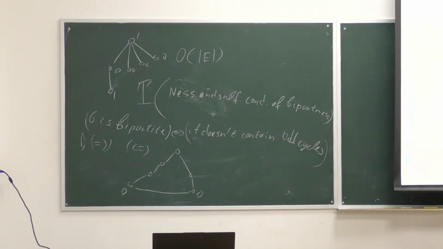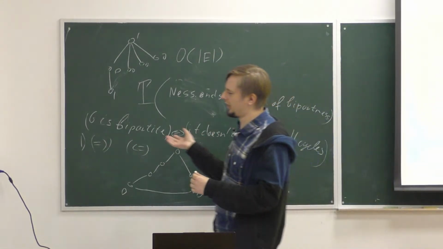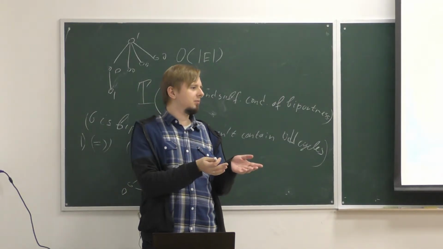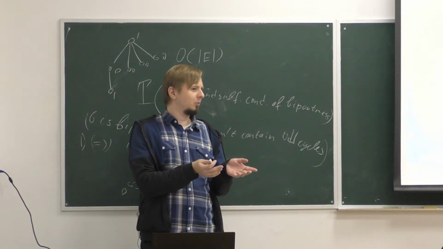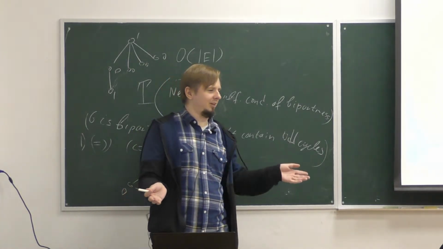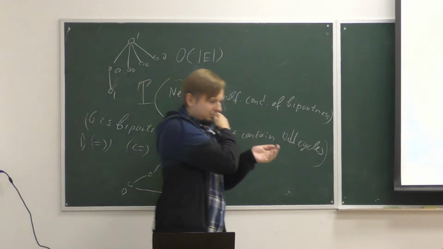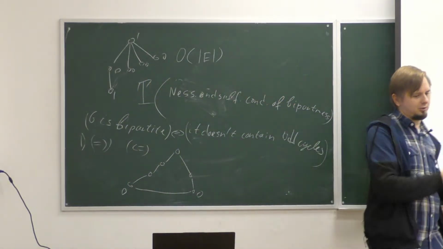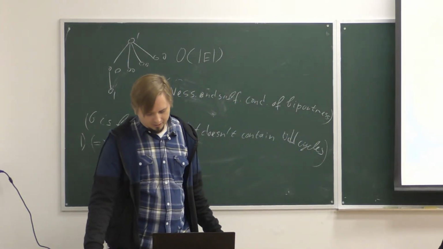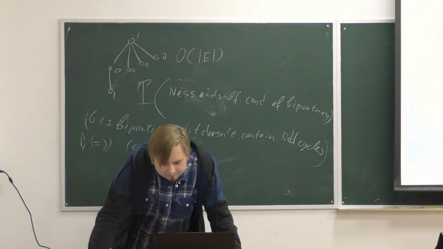So how to say if your graph is bipartite or not? If you see a triangle, what should you say? Not. Very simple. If you see just a triangle, you should be certain that it's not bipartite. Very easy. Okay, let's go further.